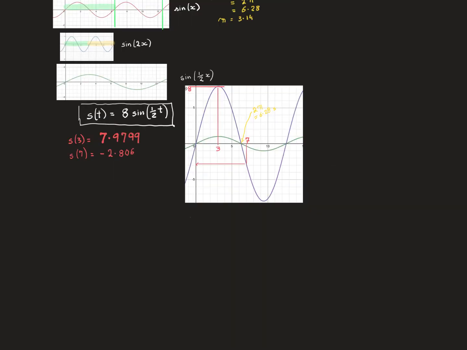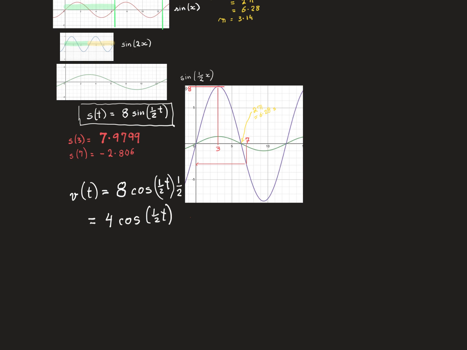Now, by differentiation, we're going to be able to find out what the velocity function is. We keep the 8, but we change the sine into a cos half t, and then we multiply this by a half. All of that ends up looking like 4 cos half t.